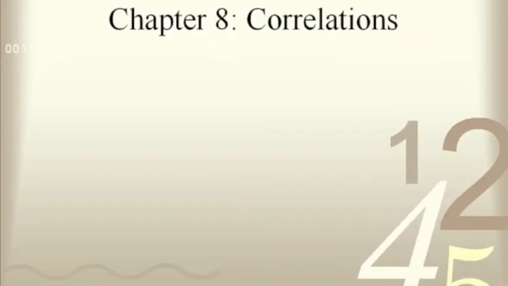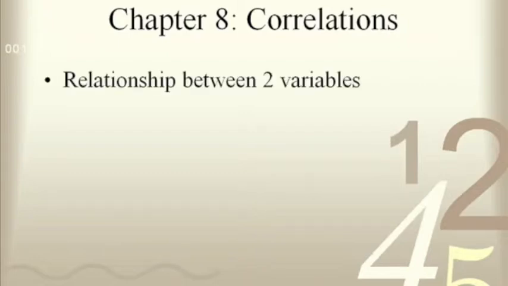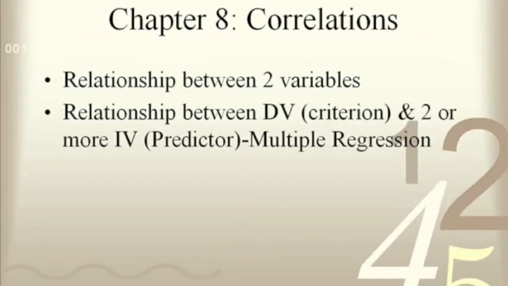And so we have two important words. We have the word co and we have relations. And so what we're looking at is a relationship between two variables. Or we can look at a relationship between the dependent variable, which is called a criterion variable, and two or more independent variables, which are called predictor variables. This one's called a multiple regression, also known as a regression analysis.